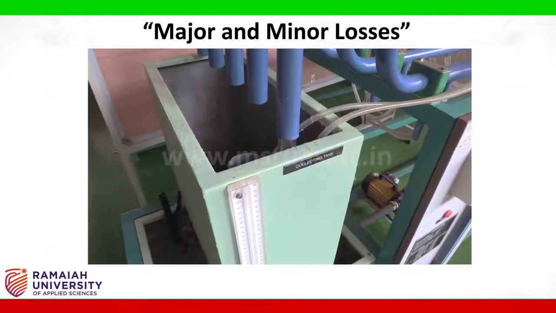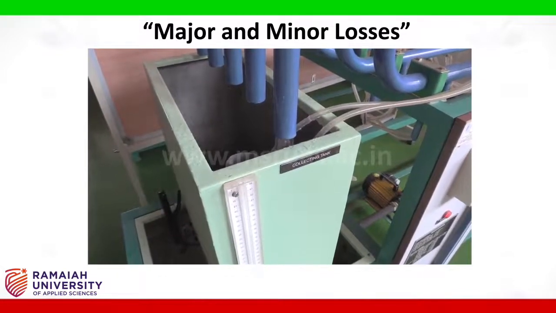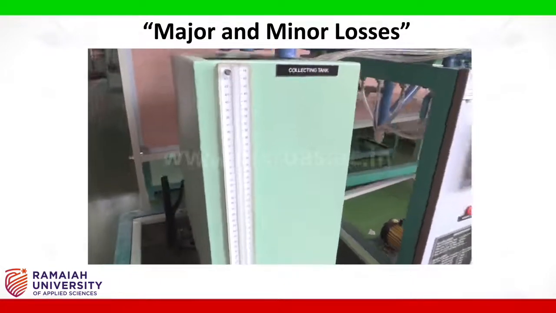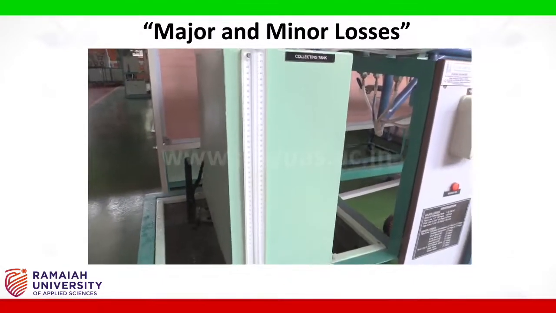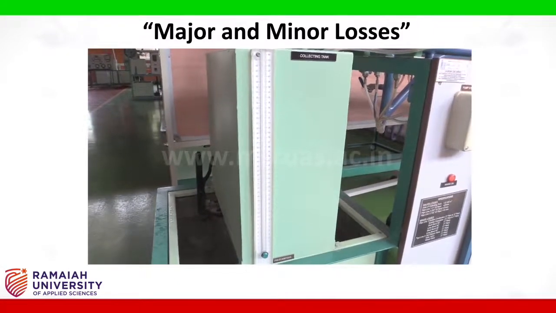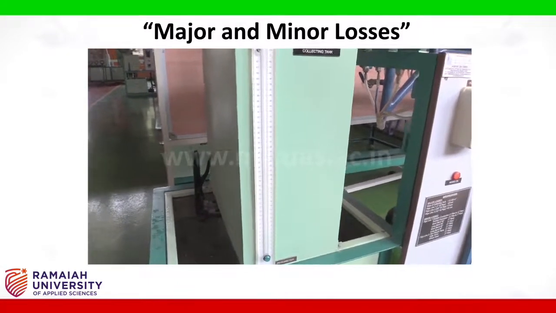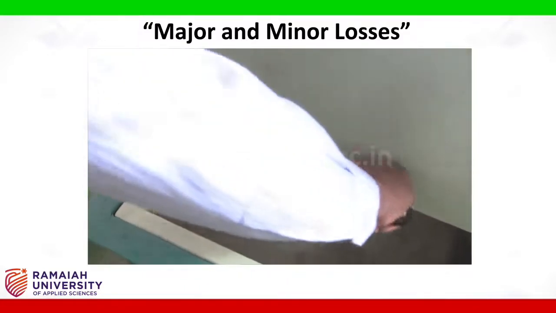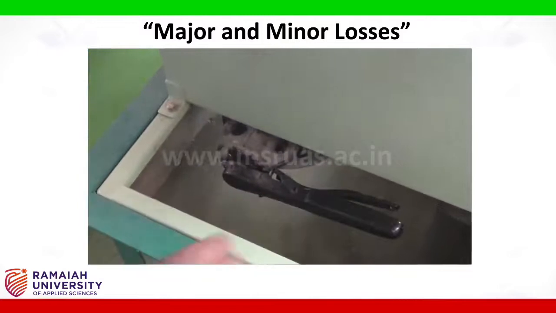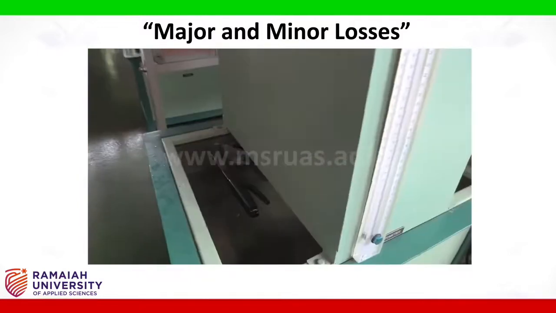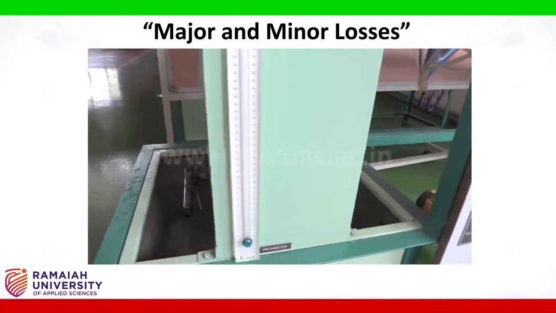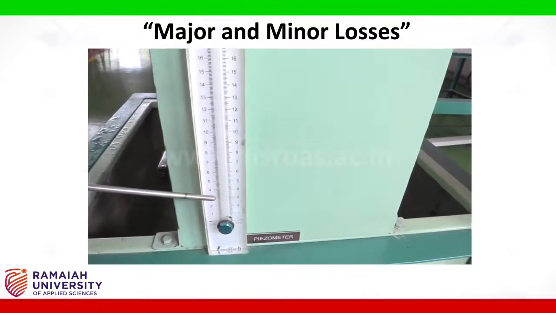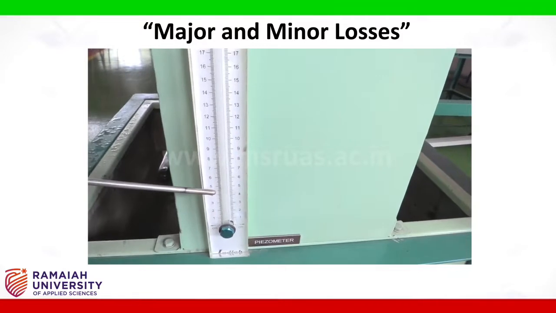Now the water flowing in the collecting tank has to be made to store inside to calculate the discharge of the water that is flowing through the pipe. For that, we shall close the butterfly valve of the collecting tank. Now, the water in the collecting tank starts to rise, which can be observed on the piezometer.